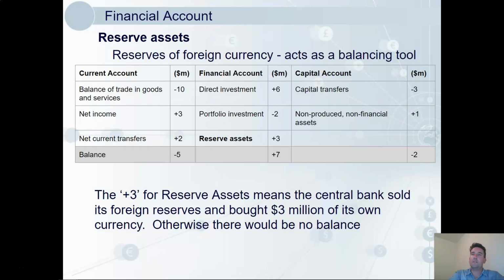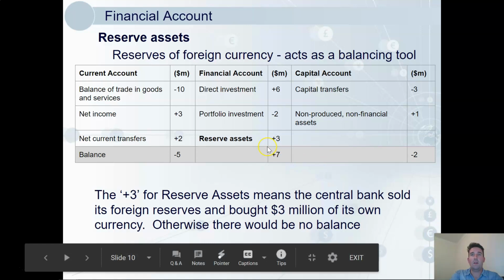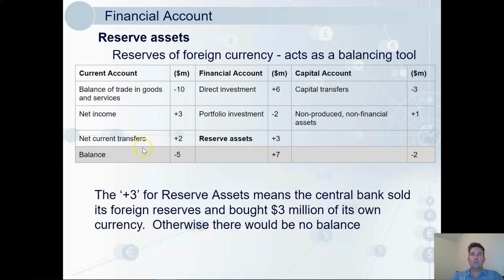This gets used as a balancing tool because, as we saw before, the current account must be balanced out by the capital and financial accounts together. If we look at the data we have here, the current account is in deficit, I should say, of $5 million. If we ignore reserve assets, we can see that the financial and capital accounts equal $2 million. So we need 3 million more in these accounts.